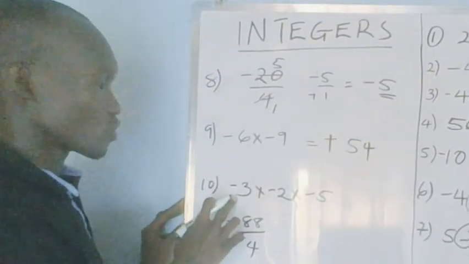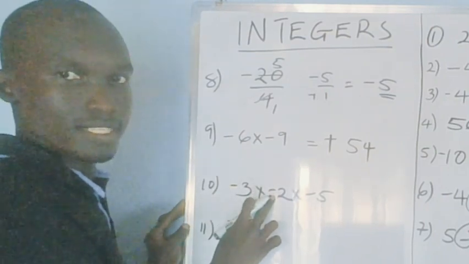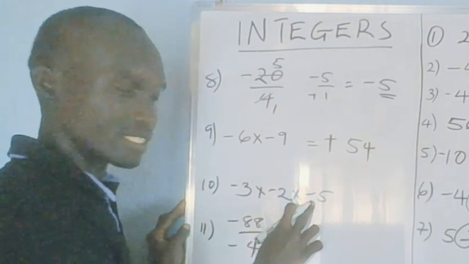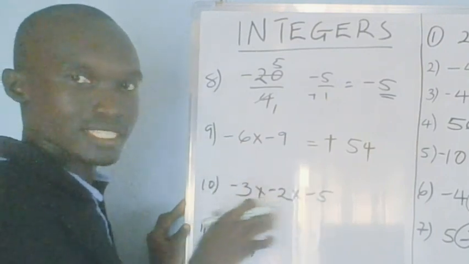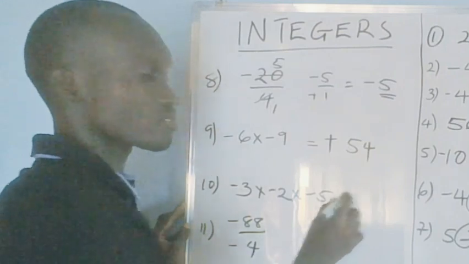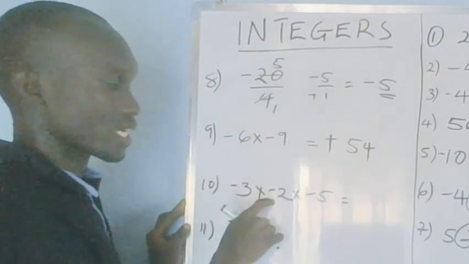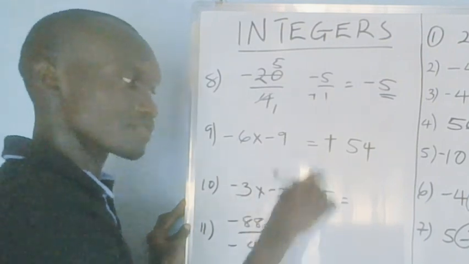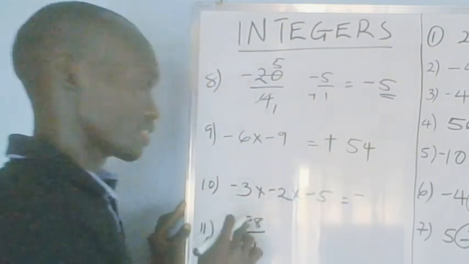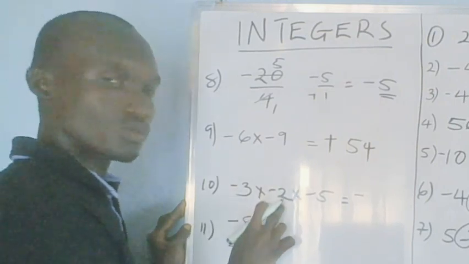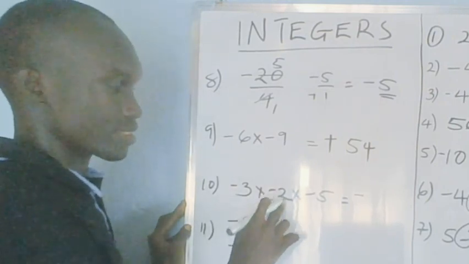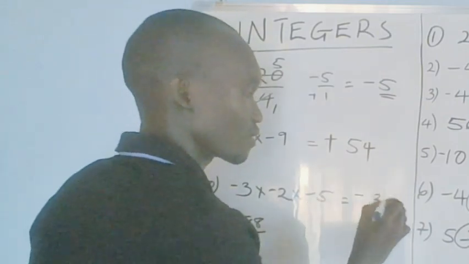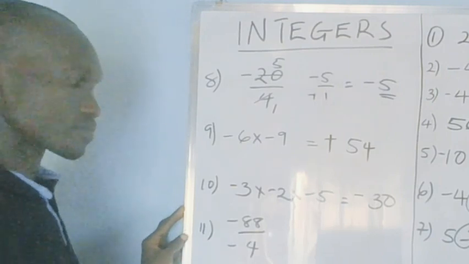Now we come to multiply this one. Negative times a negative, that will be positive. Positive times a negative, that will be negative. So there are three negatives here. When you have three negatives, the resultant answer will always be negative. Because negative times negative, this will be positive. Now positive times this negative, that will be negative. So we shall have negative. Then 3 times 2, that will be 6. 6 times 5, that will be 30. So our final answer will be negative 30.